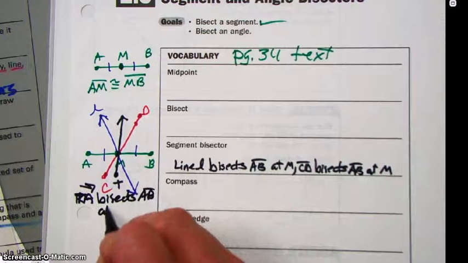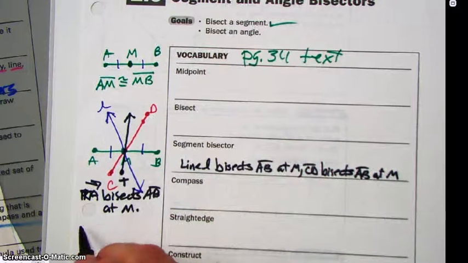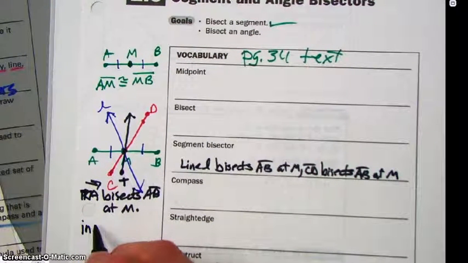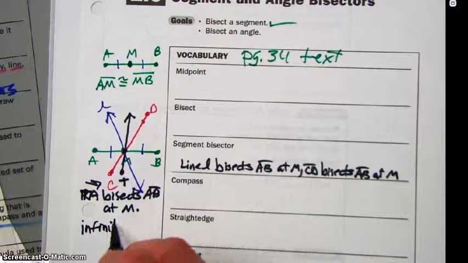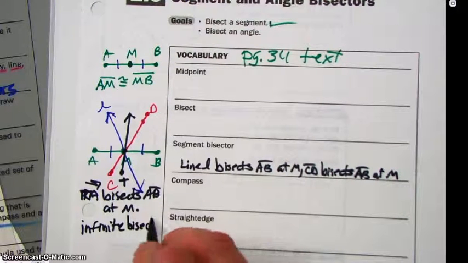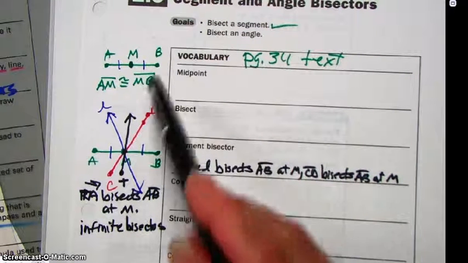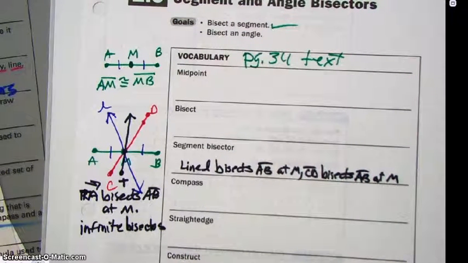AB at M. So you can also have a plane go through at any angle at M, and it still would create two equal parts. So a segment bisector has, and we can write here, infinite bisectors. You can already see that I drew in 3. You can use your Barney imagination to see many other things. Just go through M. That is called the bisector.